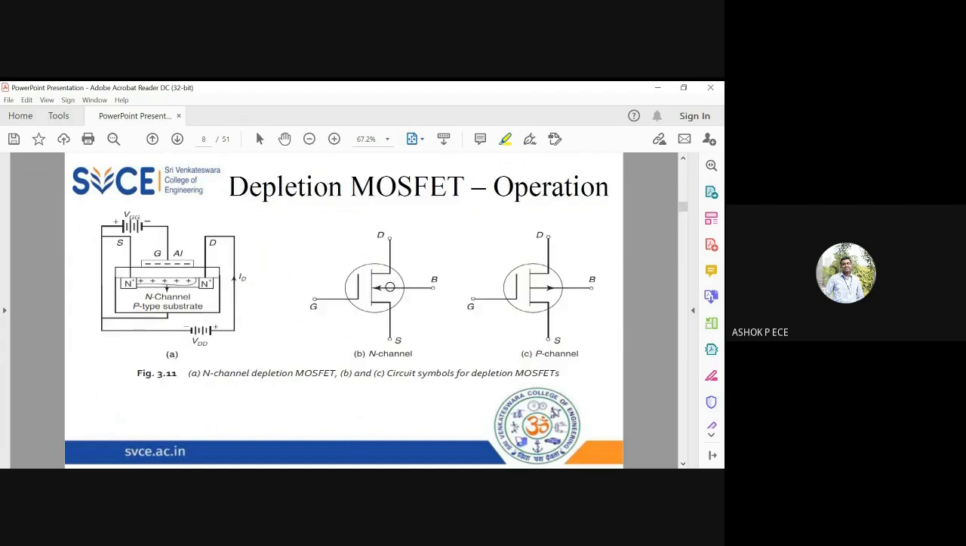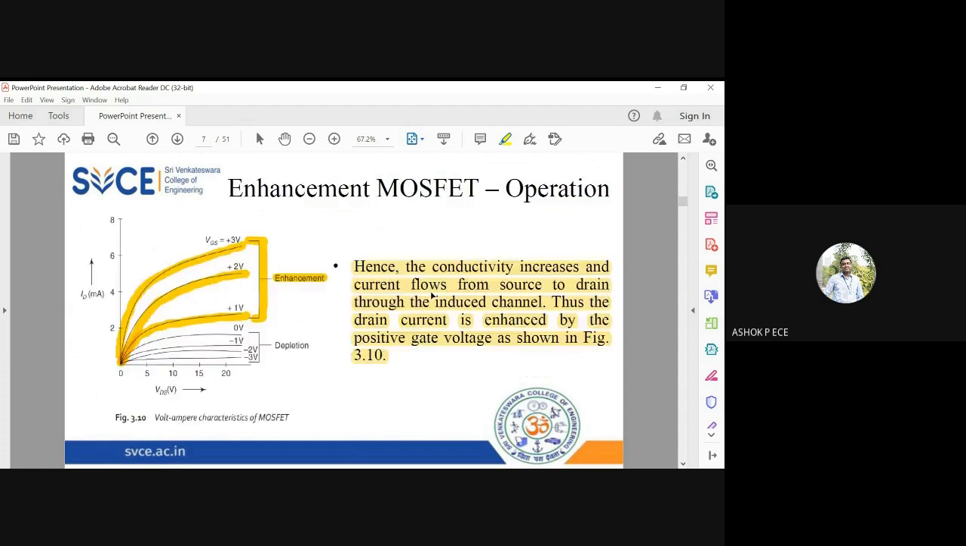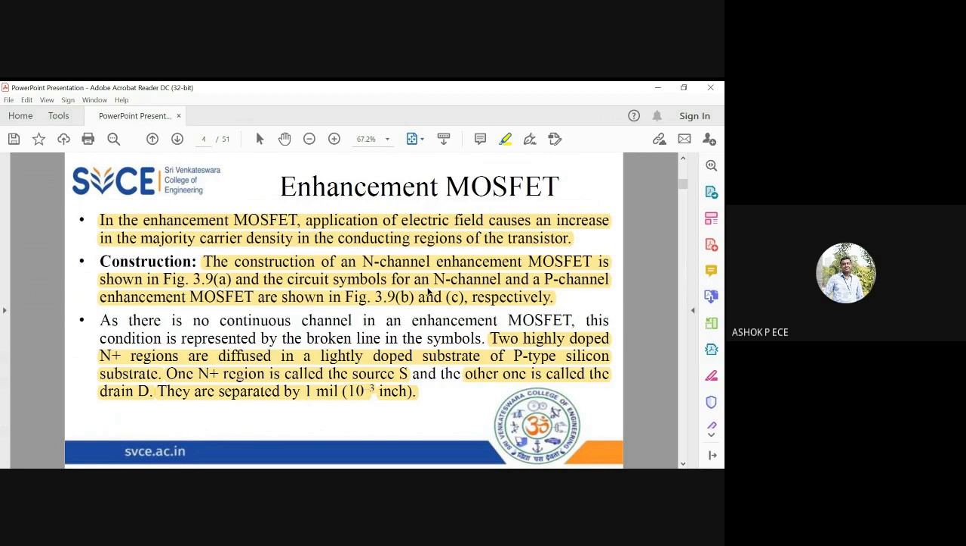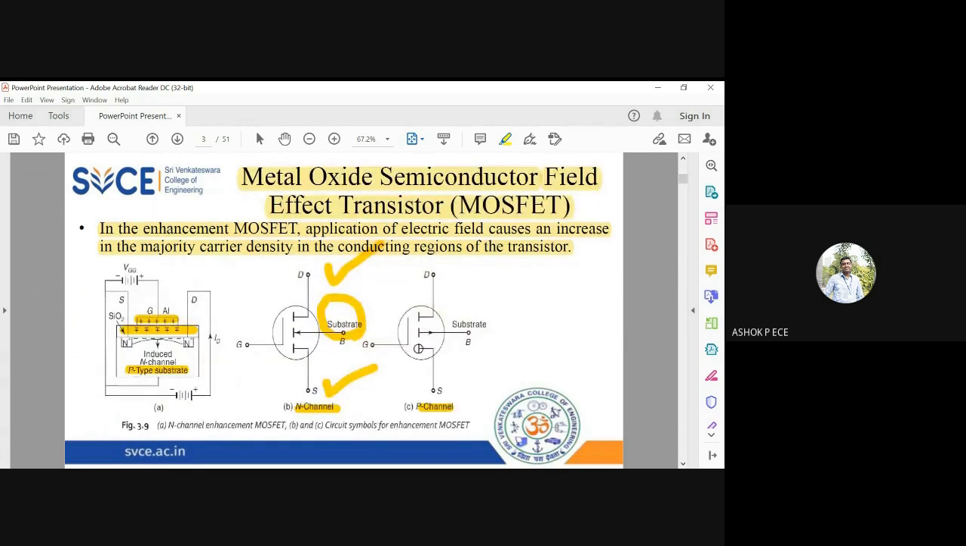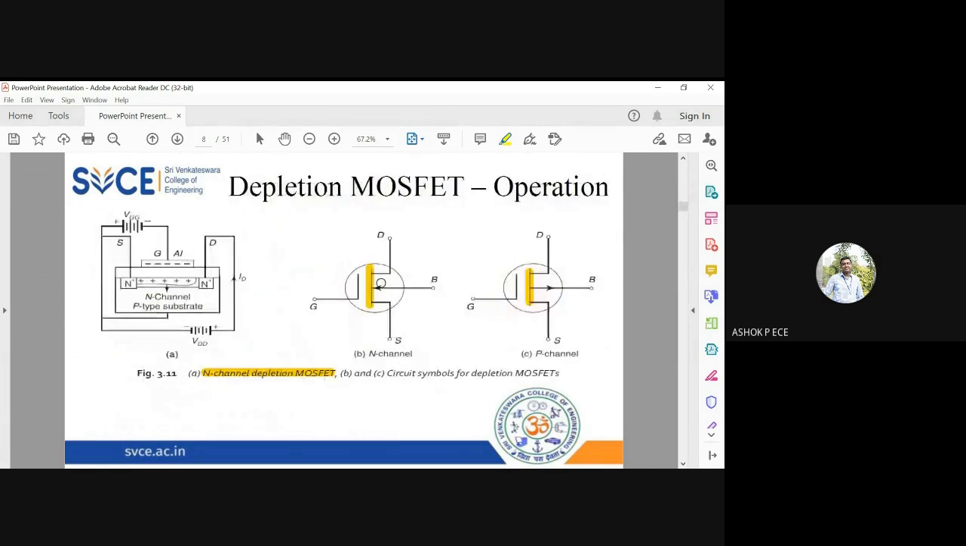Depletion MOSFET. Depletion MOSFET also has N channel and P channel. In a depletion MOSFET, this line is straight, and in an enhancement MOSFET this line was broken, just to show the difference. I will show the diagram here. You can see, here it was broken. You have three broken lines here, but here it is going to be a straight line.